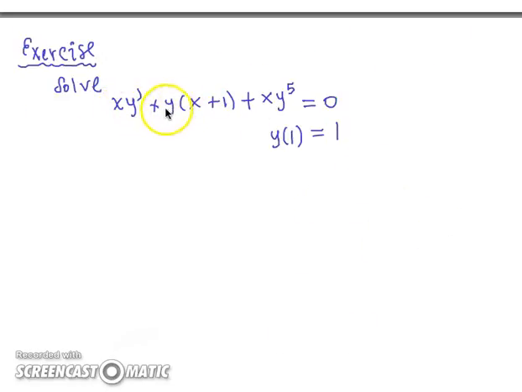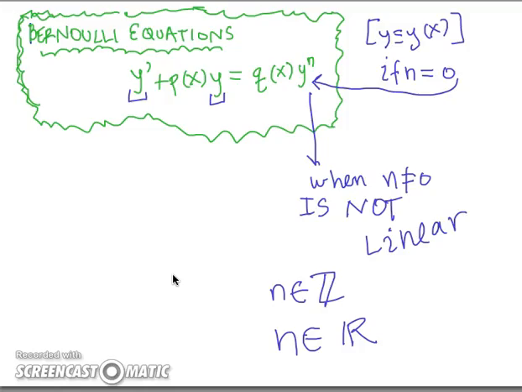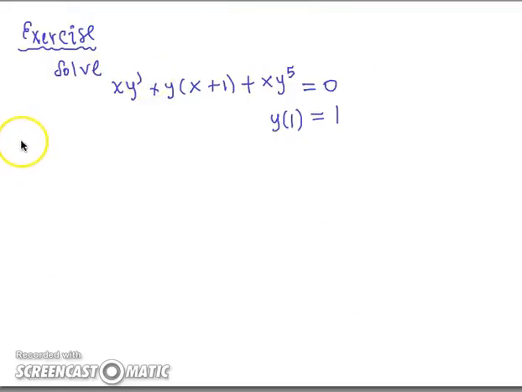So here we have the exercise. We have x y prime plus y times quantity x plus 1 plus x times y to a power there, and then we have an initial condition. One thing we need to do first is to make sure that this equation takes the form of what we call a Bernoulli differential equation. As you see, the general form of Bernoulli has the first derivative with a coefficient of 1 times y prime. So let's rearrange terms here.